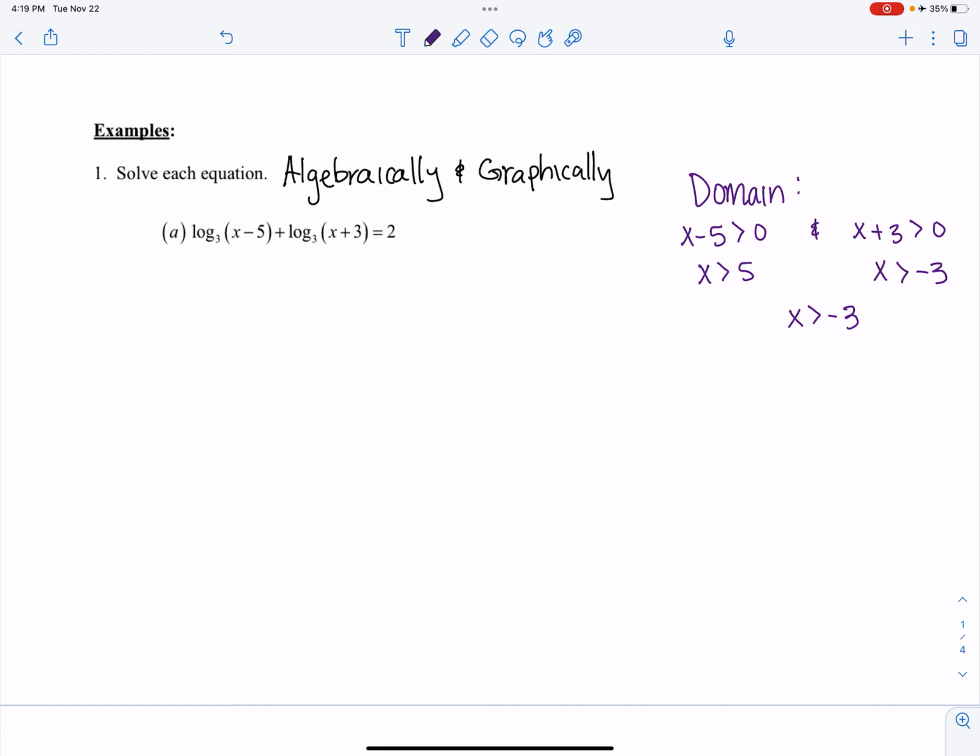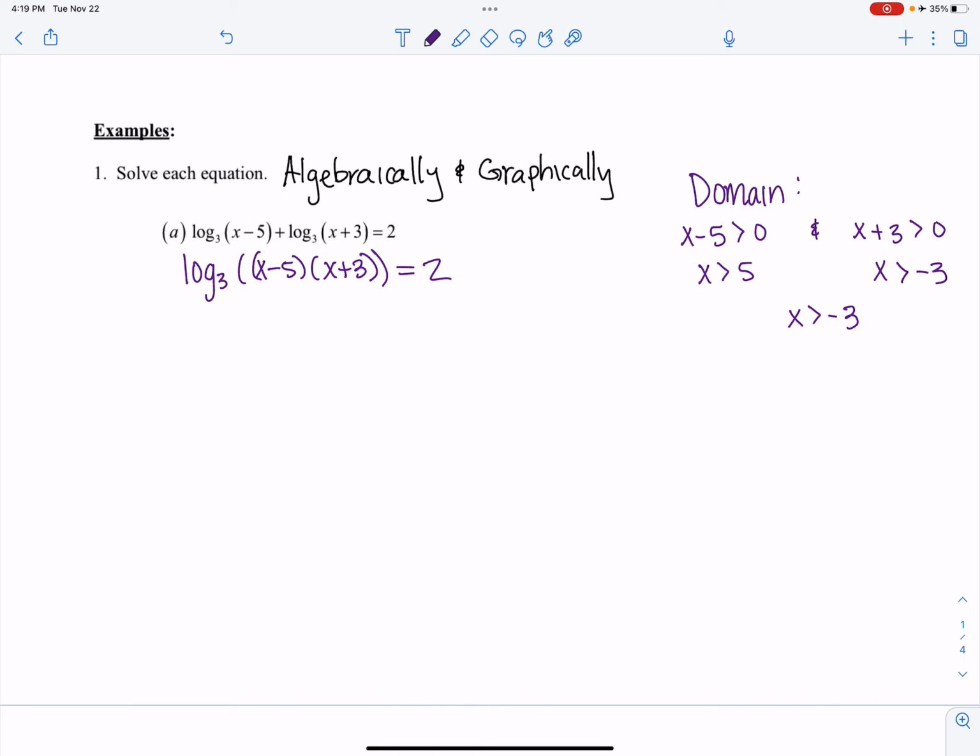All right. Now that we have that out of the way, let's use some of our log properties and condense these two logs down into one log. So we have a log plus another log, and that tells me to use my product property. I have a log plus another log. That tells me that I can turn these two logs into one log, base 3, and I have a product inside of my log of x minus 5 and x plus 3. And it's still equal to 2. We didn't do anything with that guy.